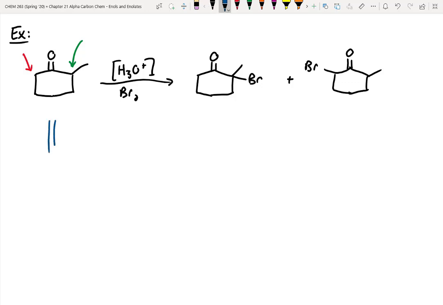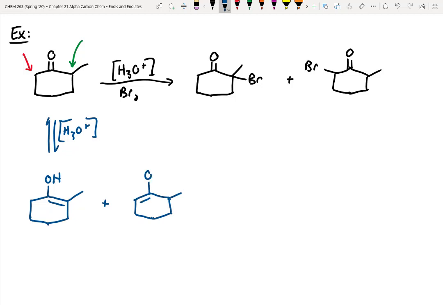So I'm going to do this reaction down here, and I'm going to say when we react this with our catalytic acid, we could theoretically get two different types of enol. We could get an enol that looks like this, and we could get an enol where the double bond is simply on the opposite side. So now the question is, which enol is more likely to be created? Well, in this case, this enol over here is going to be more likely because it's more stable, right? We've got a tetrasubstituted alkene.